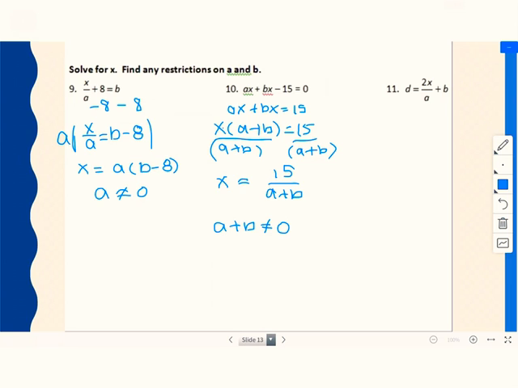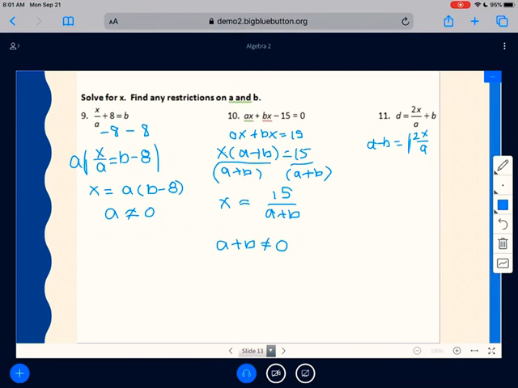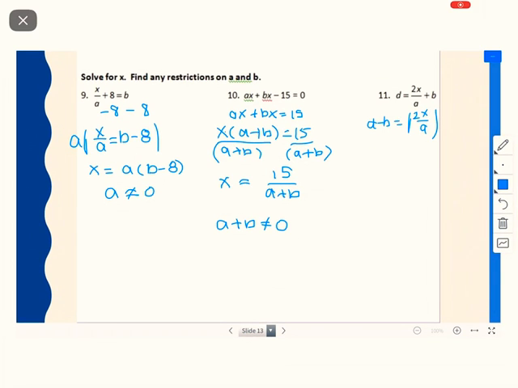And then we have d equals 2x over a plus b. So we're going to subtract the b to the other side. So I have d minus b equals 2x over a. Once again, I need to get the a out of the denominator, so you multiply both sides by a. And then I have a times d minus b equals 2x.